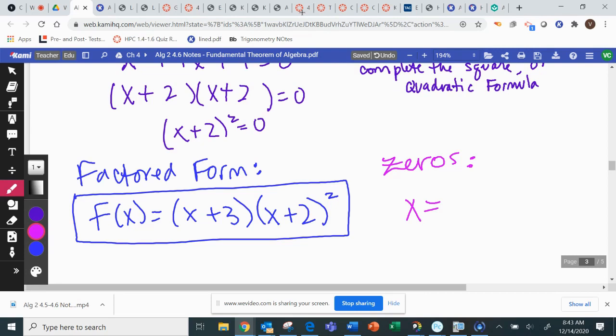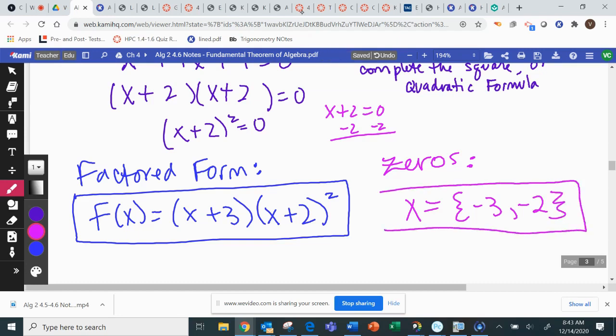X equals, my first 0 was -3. I didn't actually find my next zeros though. So let's find our zeros. Set x plus 2 equals 0. Solve it. And I get a -2. So my degree is 3. I should get 3 answers, but I only got 2. This is what we talked about last week.